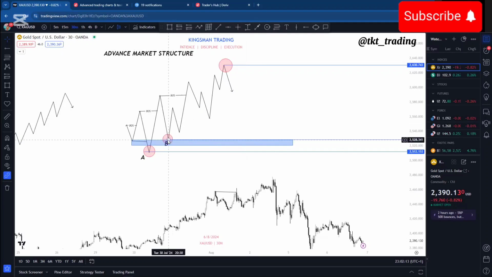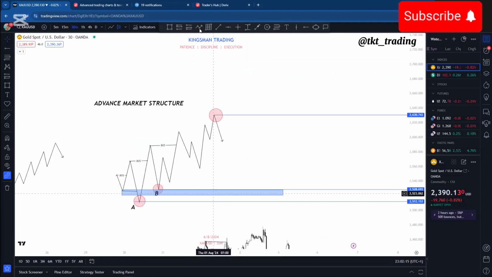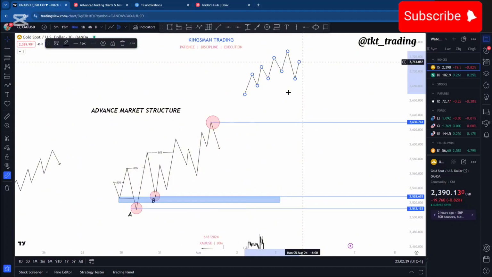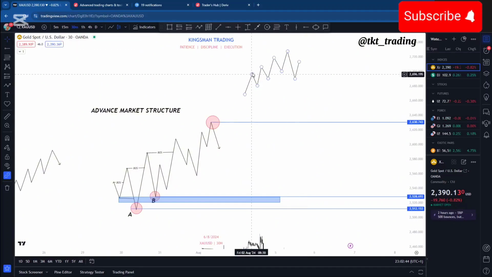Okay, let me just bring another example. Let's say price is doing something like this. Please take note of this. And then, boom, see price come here, do something like this. Let me stop here. So now, based on what I've explained to you guys, you see break of structure here. See another break of structure here. See another break of structure here.